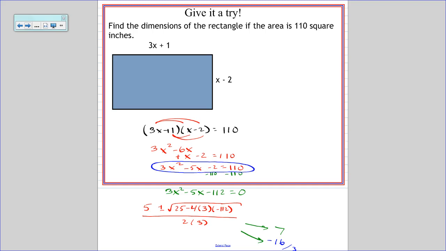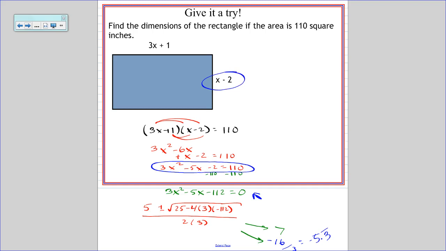And I'm looking at something so messy that I think to myself, this has got to be a quadratic formula problem. Okay? So I plug that in, and again, I get two answers. This time my answers are 7 and negative 16 divided by 3, which is negative 5.3 repeating. If I plug negative 5.3 repeating into this side, I'm going to get a negative side length, and again, that's a no-no.